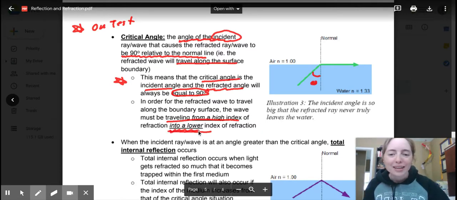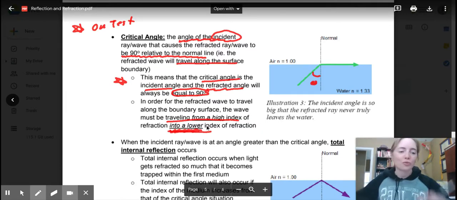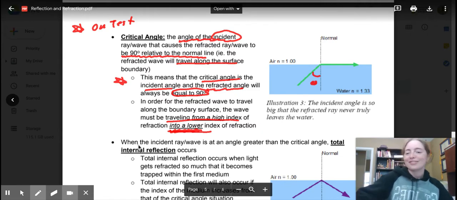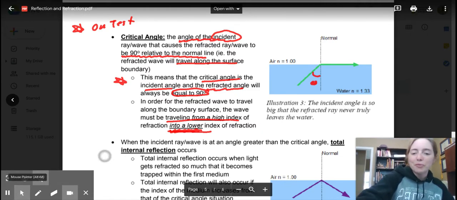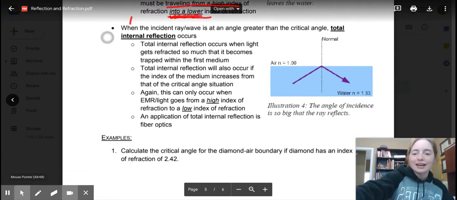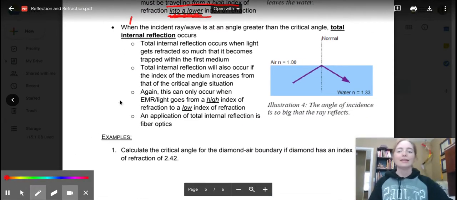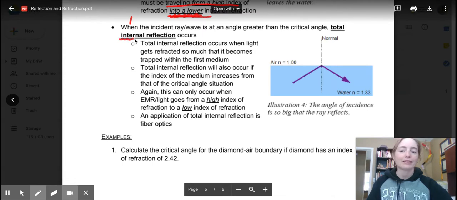Okay, so a light coming from a diamond out into the air, say, you could get a critical angle scenario. So, ladies and gentlemen, we will do a problem with that, for example, number 1. And then we're also going to be applying this to total internal reflection as well.